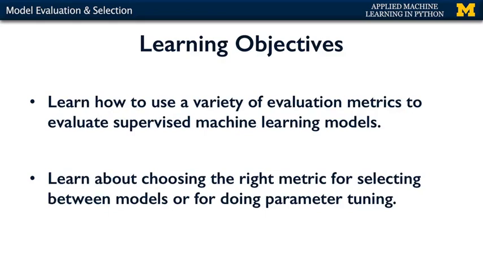So we're going to cover several additional evaluation metrics beyond accuracy. We'll see how they're defined, what the motivation is for using them, and how to use them in scikit-learn to get a better picture of how well a supervised model is doing on a given data set. You'll also learn how to choose the right evaluation metrics for your application that can help you select the best model or find the optimal parameters.